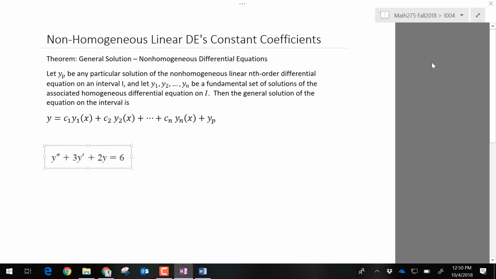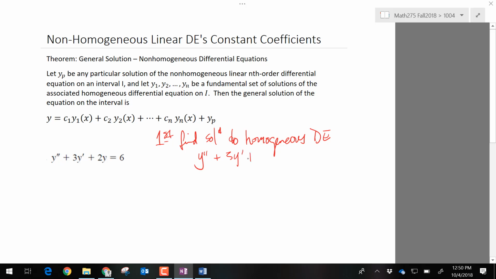So what we want to do is find the general solution. In finding the general solution, you first want to find the fundamental solutions for the homogeneous portion, and then we'll talk about how to find a solution for the non-homogeneous portion, the y sub p. So first, find the solution to the homogeneous differential equation y double prime plus 3y prime plus 2y is equal to 0.